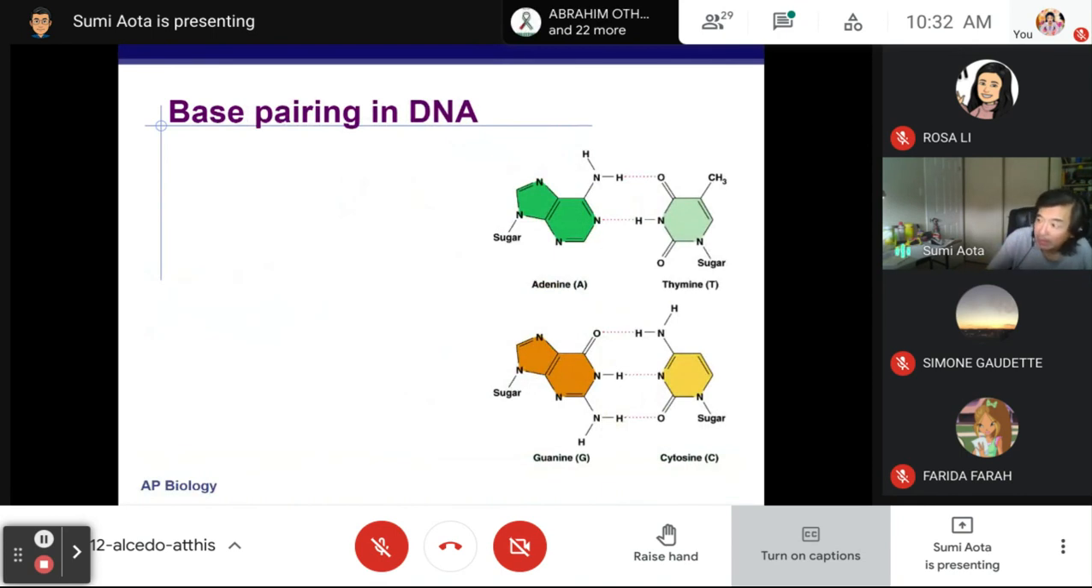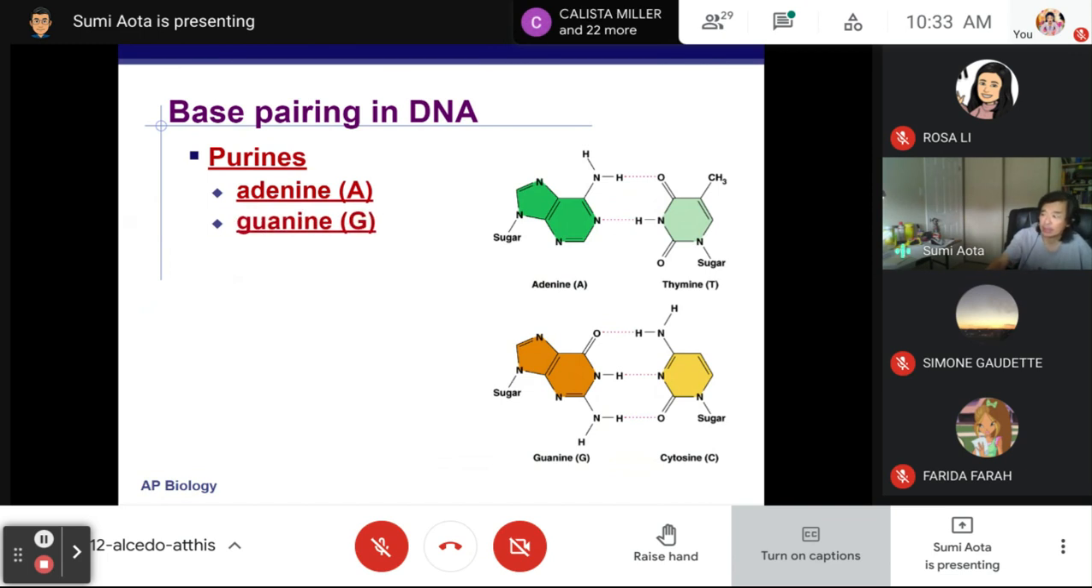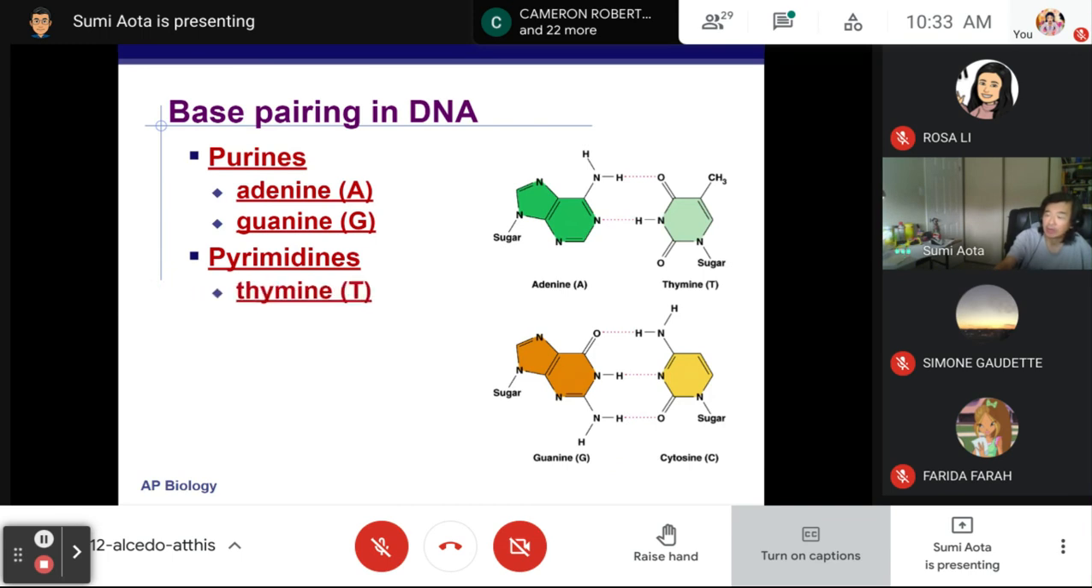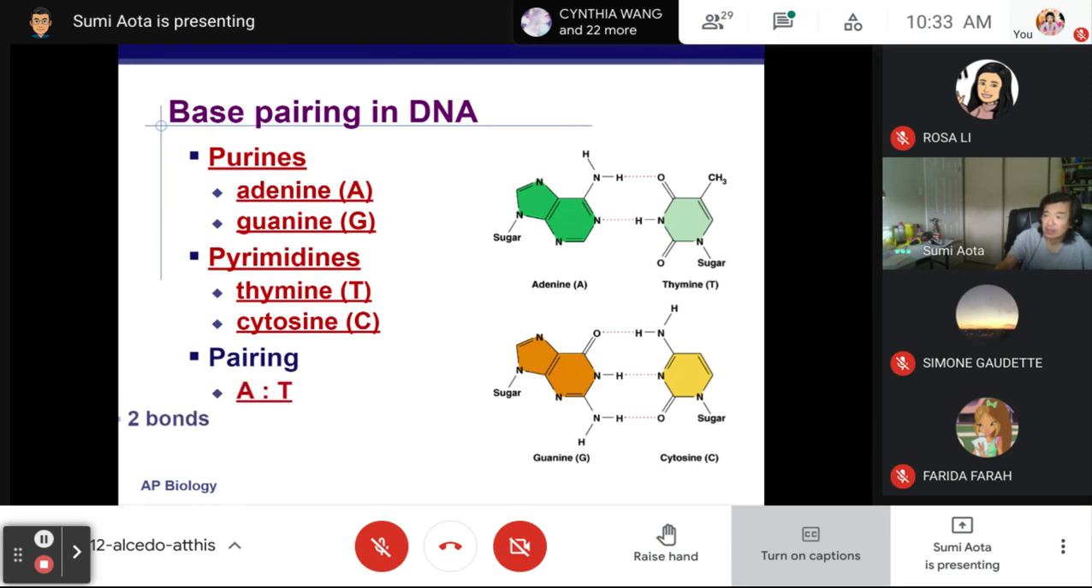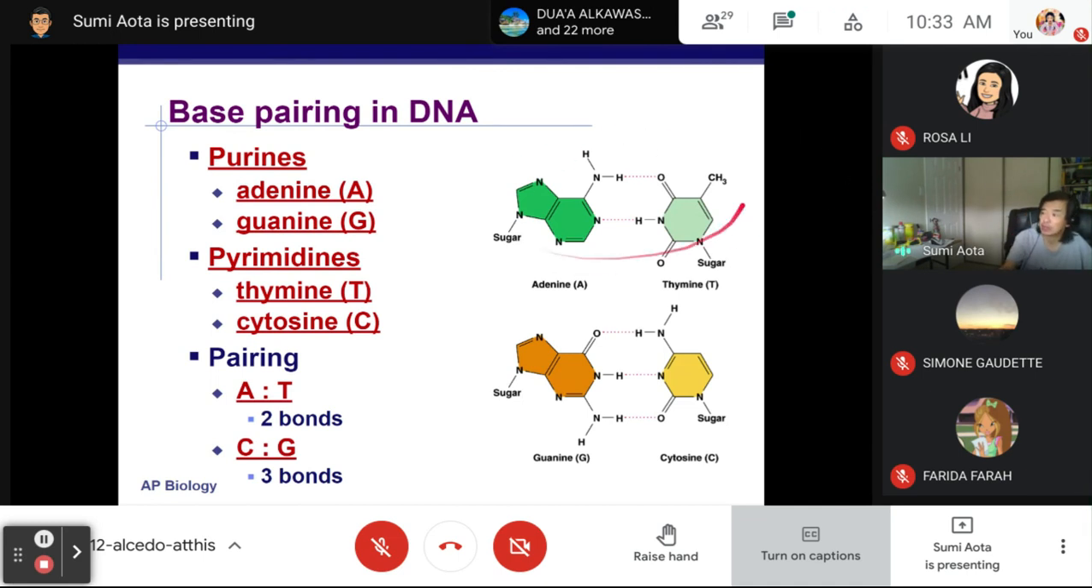Base pairing in DNA. The purines are adenine and guanine, and they're the double ring structures. Pyrimidines are thymine, cytosine, and uracil. A's and T's have 2 hydrogen bonds between them. G's and C's have 3. This is one way that you can dictate which base goes with which base. A cytosine can't get together with an adenine because the hydrogen bonds won't match.